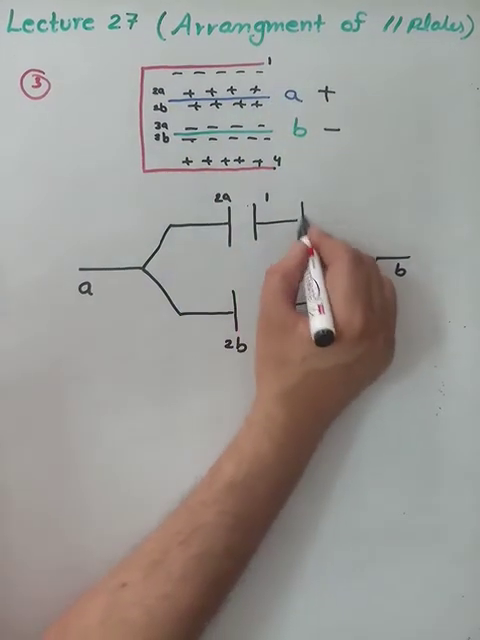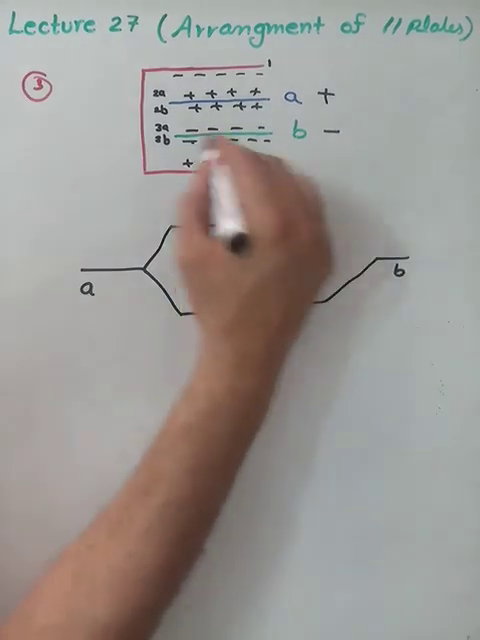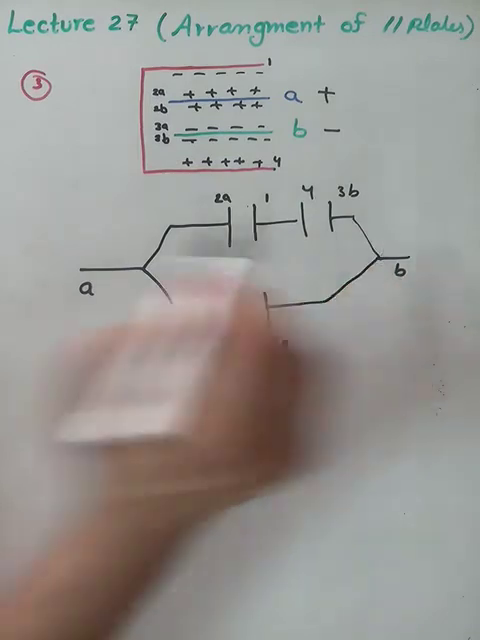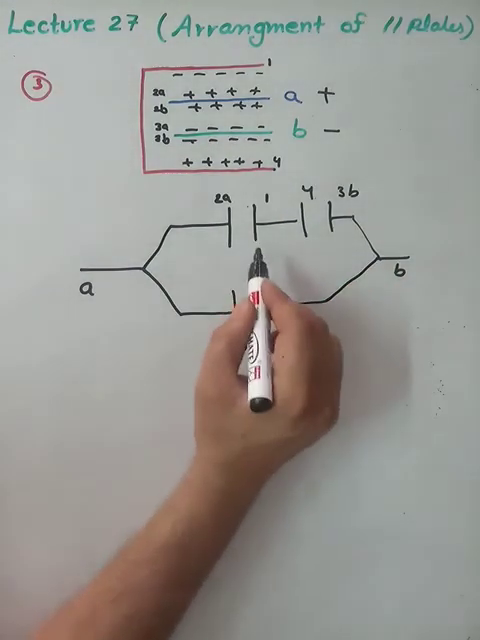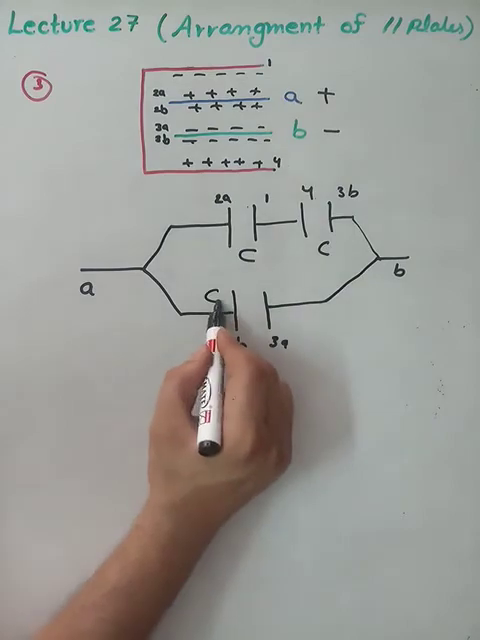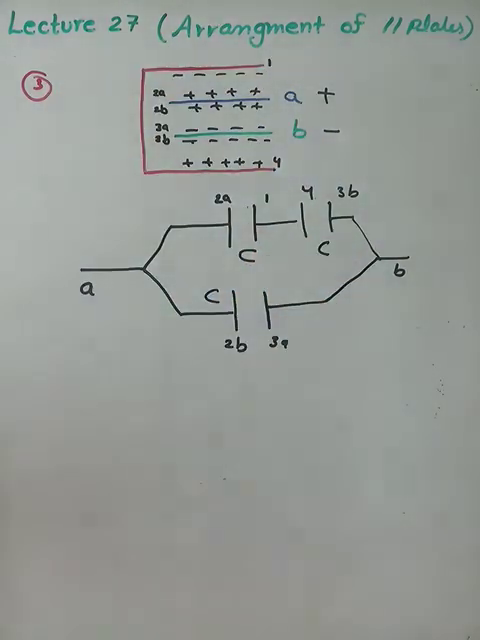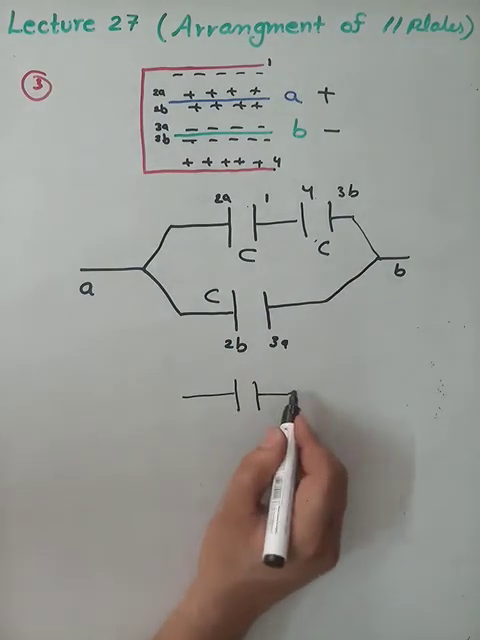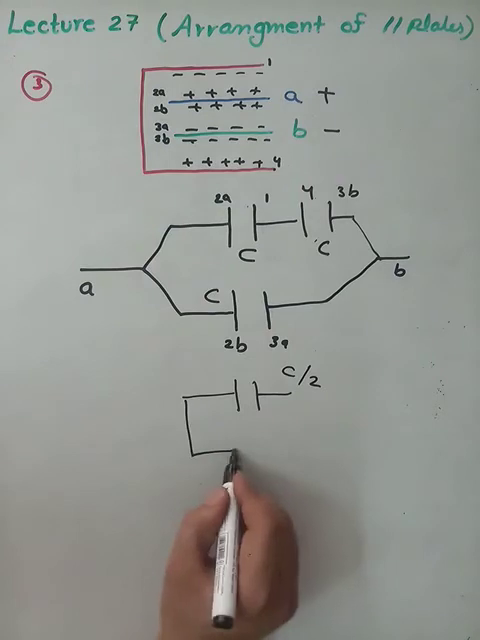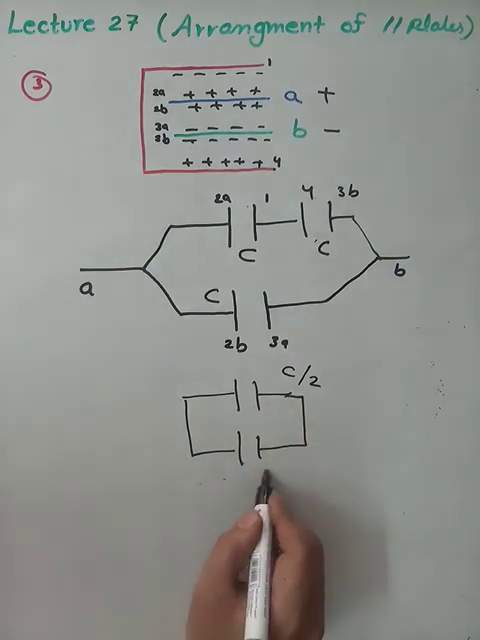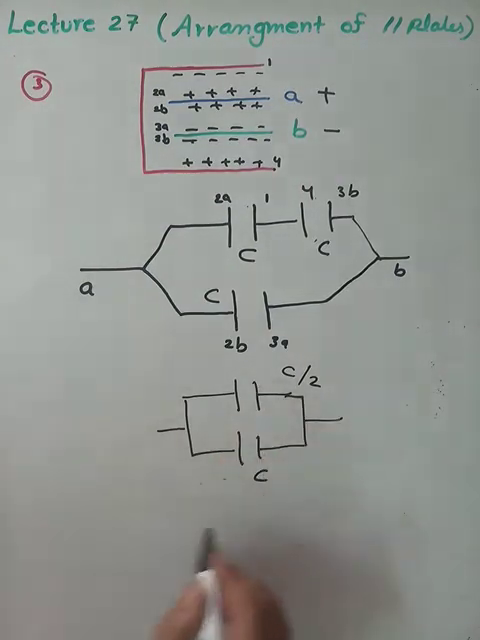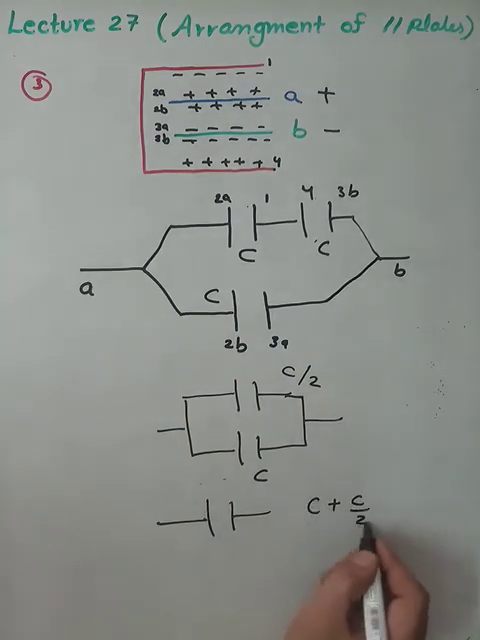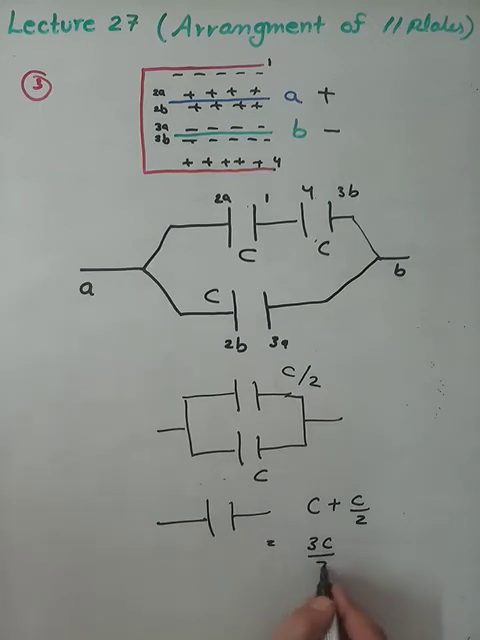Which plate will be with 1? 4. In front of 4 we have 3B, and 3B is connected with B, like this. Now if you are able to modify this arrangement like this, then it is quite easy. These two are in series, so we get equivalent C by 2, and this is C. These two are in parallel, therefore we get C plus C by 2. The answer will be 3C by 2.